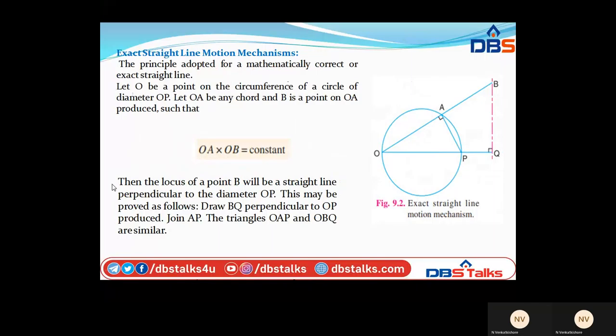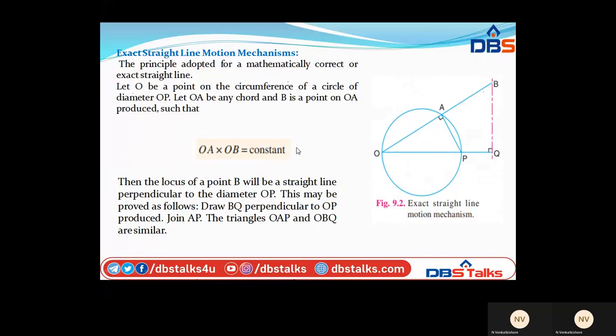The principle adopted for an exact straight line motion is that the product of OA and OB is to be constant. That means product means the multiplication. If you see in the diagram, the length of OA and the length of OB, those two are to be multiplied, then it will form a constant value.